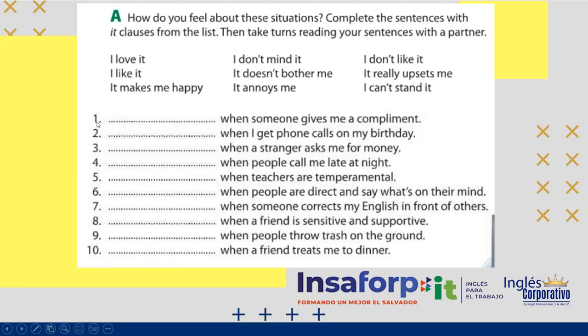So let's think about number one. Veamos qué dice. How do you feel when someone gives you a compliment? I like it. Okay, do you like it? Okay, good. Okay, vamos a ver. How do you feel when you get phone calls on your birthday? It makes me happy. All right. There you go. Let's look at the other one. It's annoying.